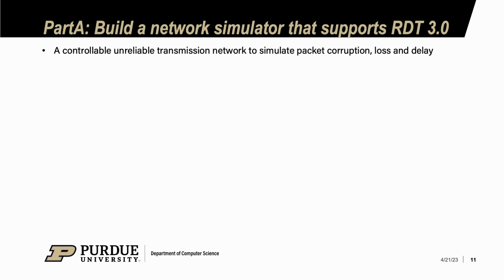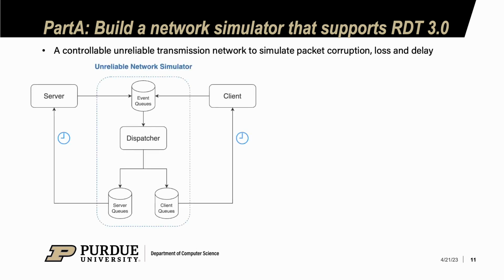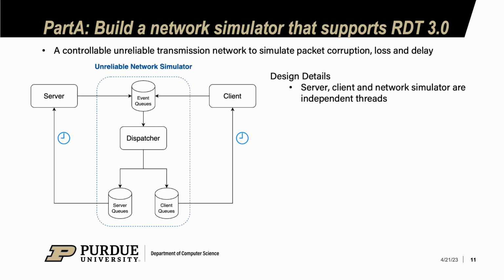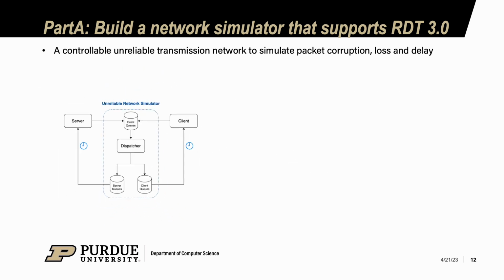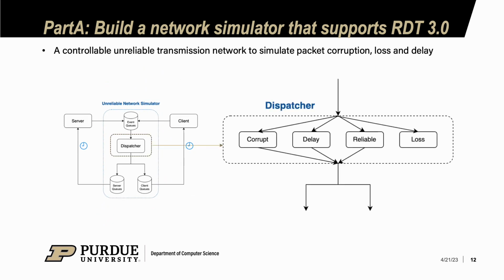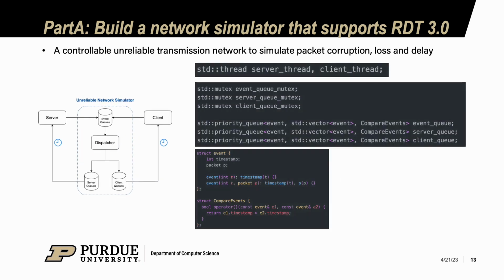The detailed simulation design is shown by this figure. The server, client and network simulator are running independently. A shared event queue is used to process the packets in order. The client and server will be notified when the packets are ready. The dispatcher randomly selects some behaviors when handling each packet. Here are some key codes that are used to implement our simulator.